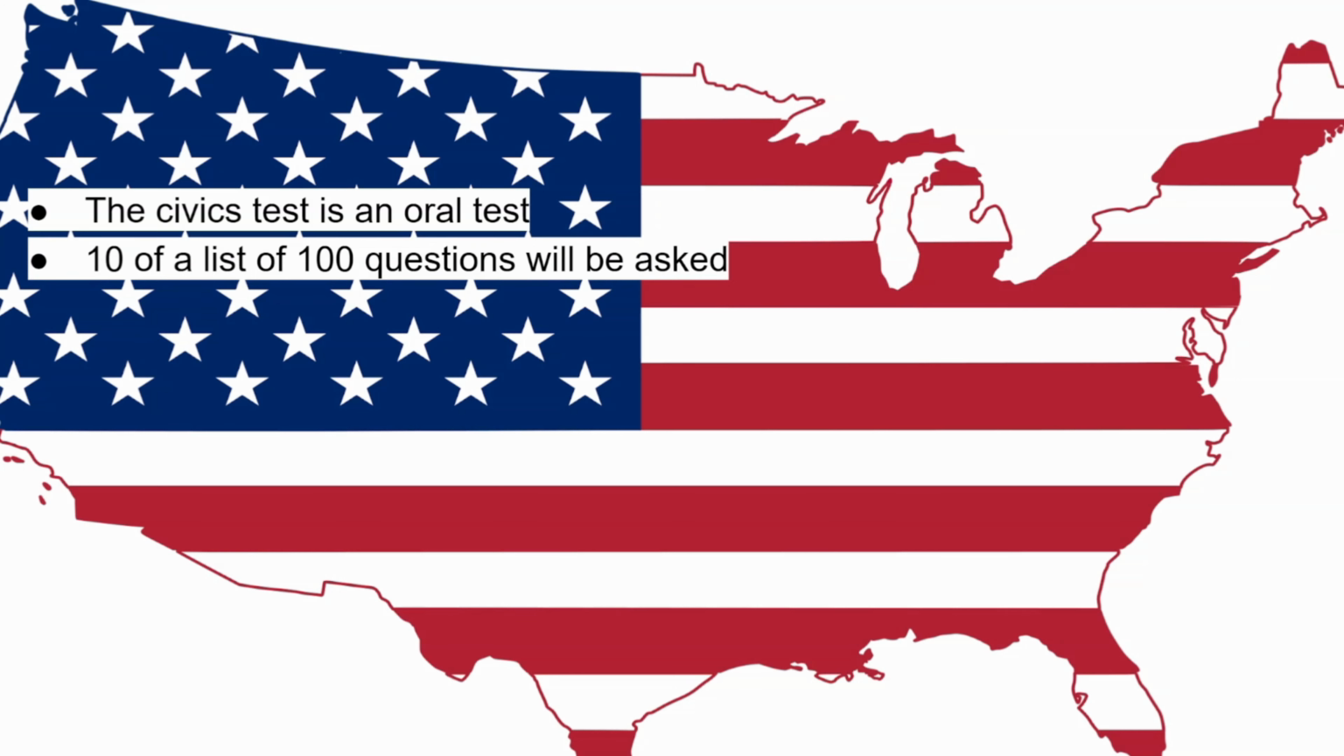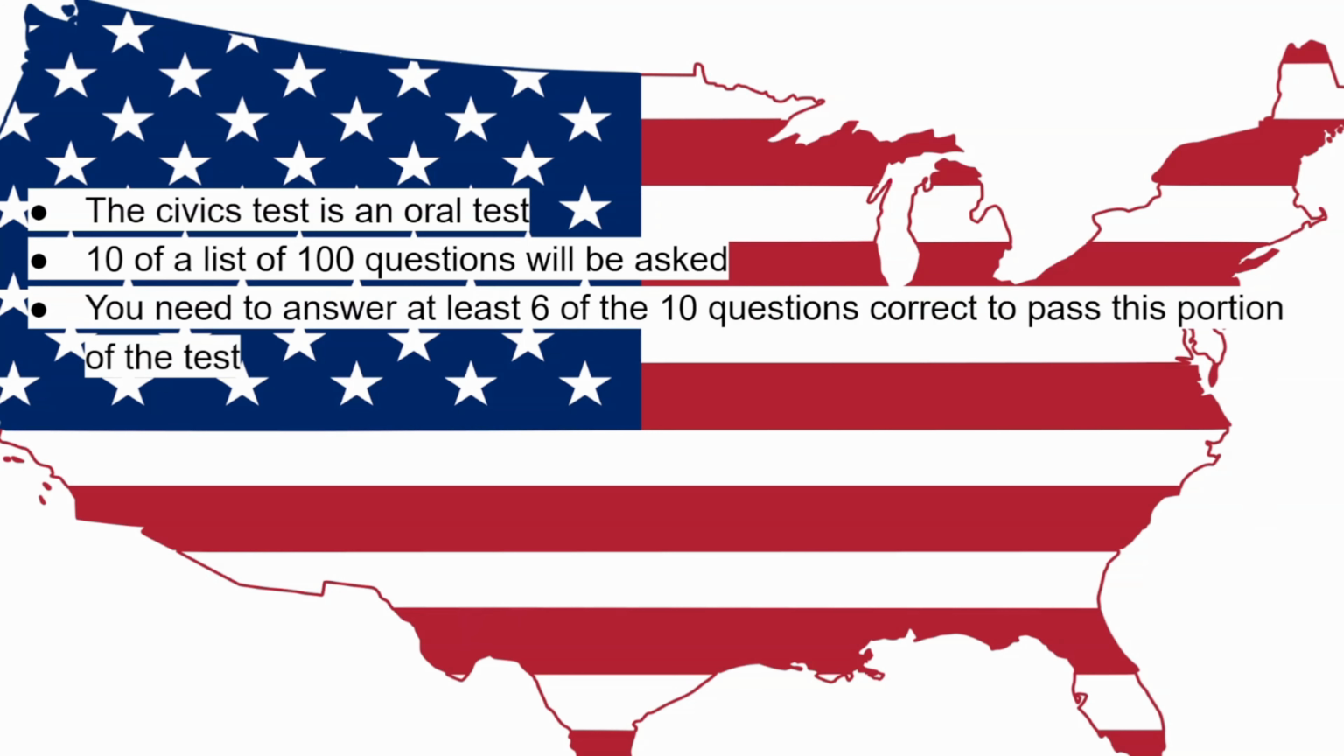And then 10 of a list of 100 questions will be asked. So there are a total of 100 possible questions in the civics test that range over a variety of subjects like US history and government and all that stuff. But you will only be asked 10 of those questions. So 10 of those questions will be selected, which you will then be asked. And then you need to answer at least 6 of the 10 questions correctly to pass this portion of the test. So that means you need at least a 60%.